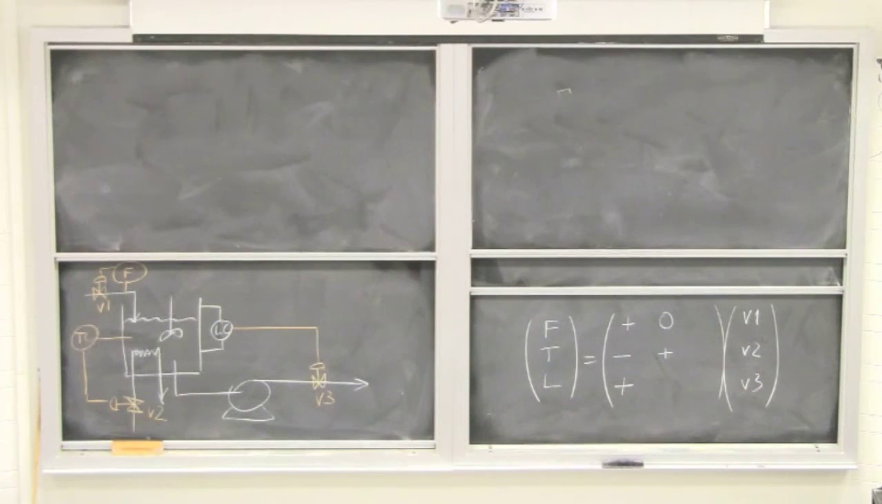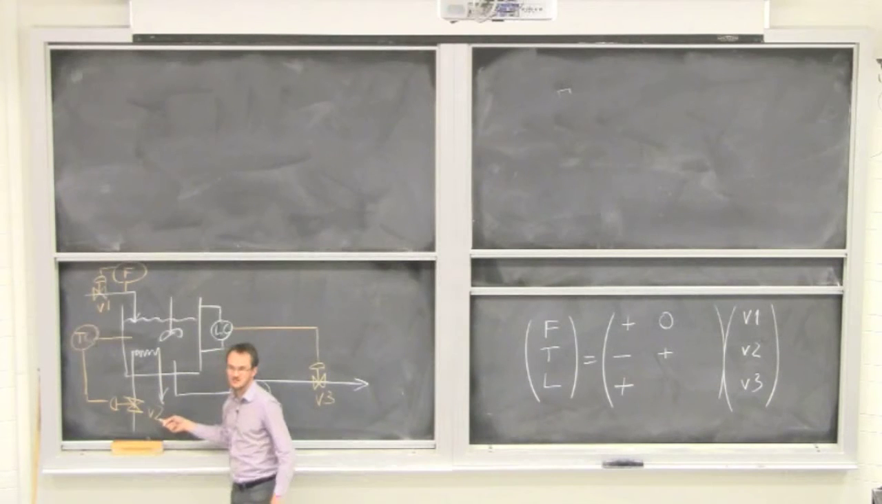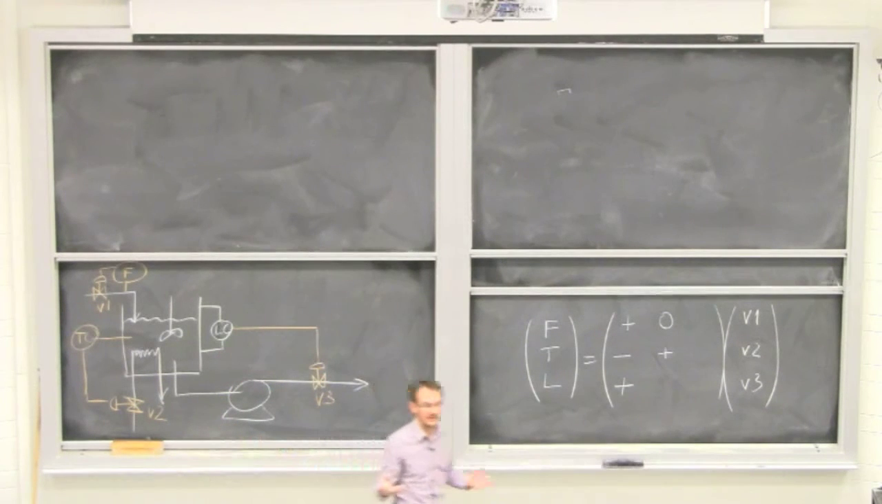What happens to the level if I open V2? If you open valve V2, it simply adds more steam in, and the steam just passes through, but it doesn't affect the level in any way.